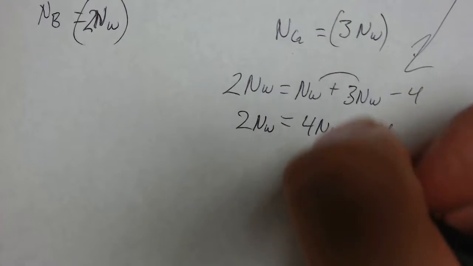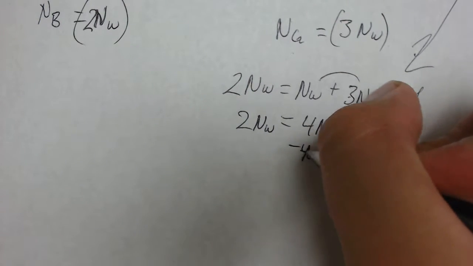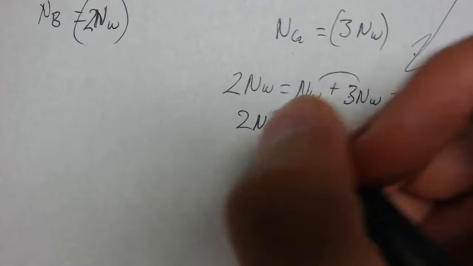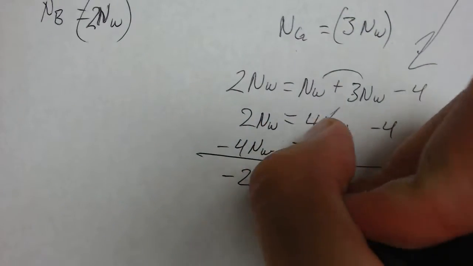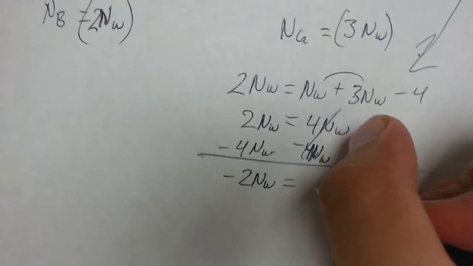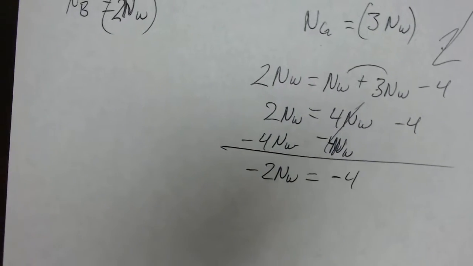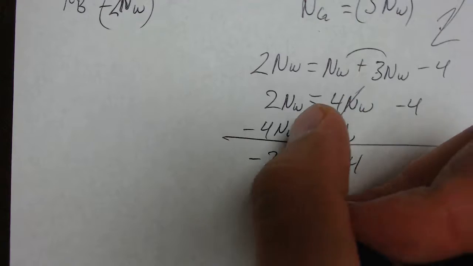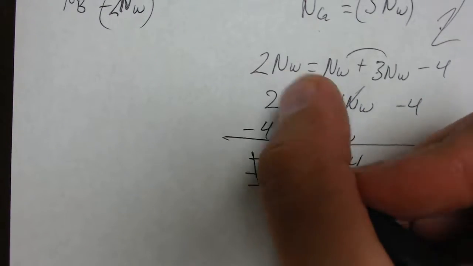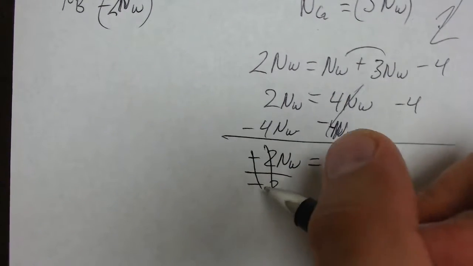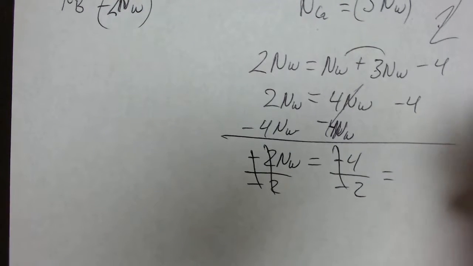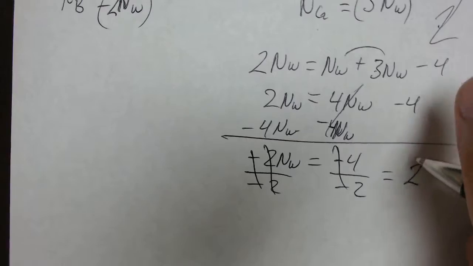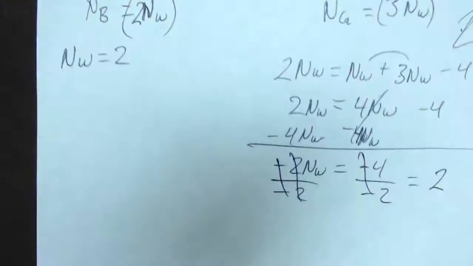From here, I'll go ahead and subtract 4n sub w from each side. That's going to cancel. I get negative 2n sub w equals negative 4. From here, I divide each side by negative 2. Cancel the negatives, cancel the 2's, and 4 divided by 2 is 2. So n sub w equals whole number 2.